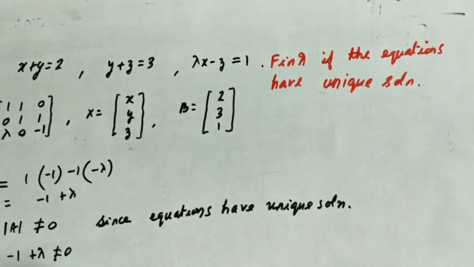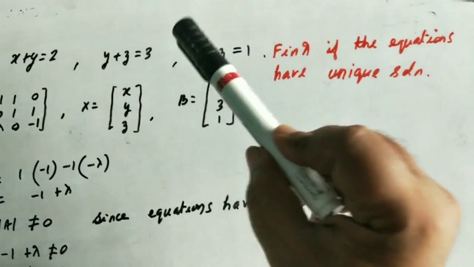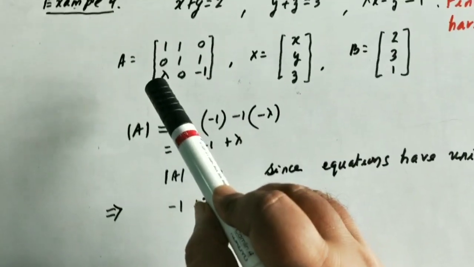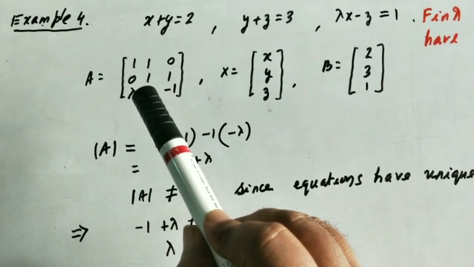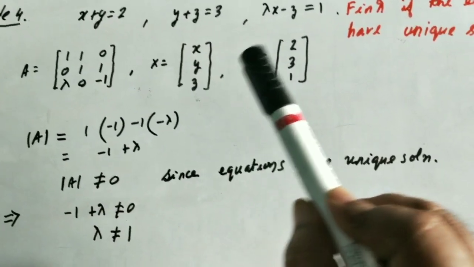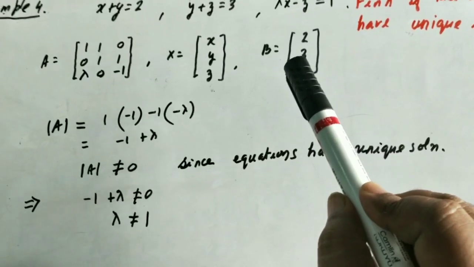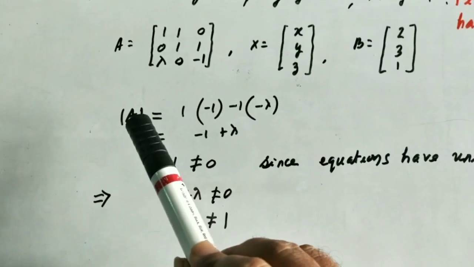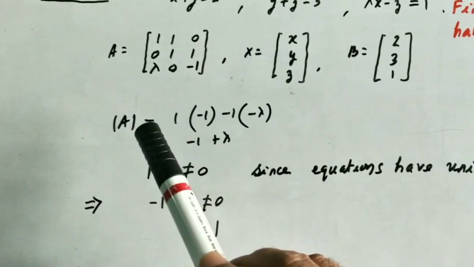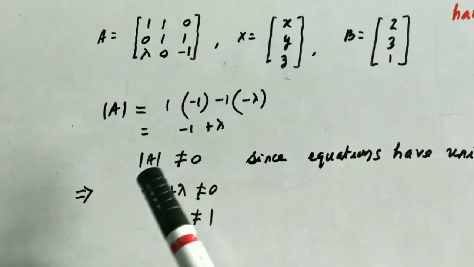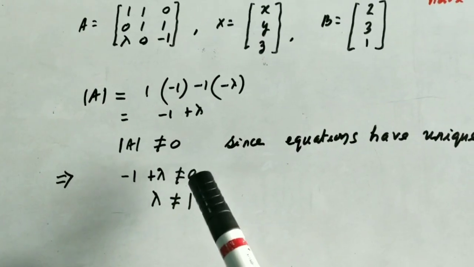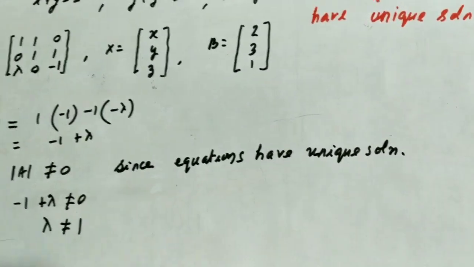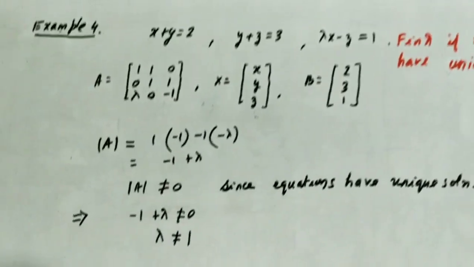The 3 questions are there, and I have to find lambda if the equations have a unique solution. So the coefficient matrix, the variable matrix, and the constant matrix. For the condition to be unique, determinant of A should not be equal to 0. So determinant of A is minus 1 plus lambda. Minus 1 plus lambda should not be equal to 0, so lambda should not be equal to 1, since equations have a unique solution. This is one of the examples.